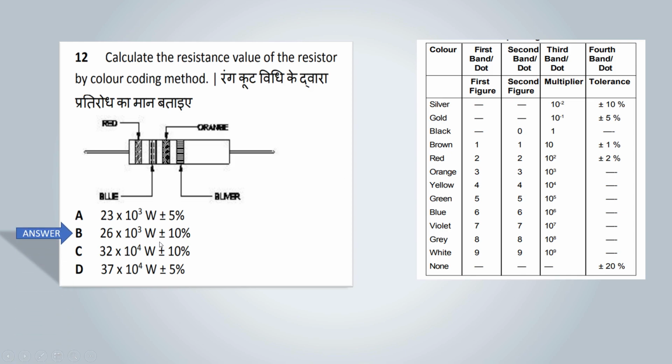So silver is there. Silver means plus or minus 10%. By using this table, we can solve any type of questions on color coding. Right. Let's go to the next question.